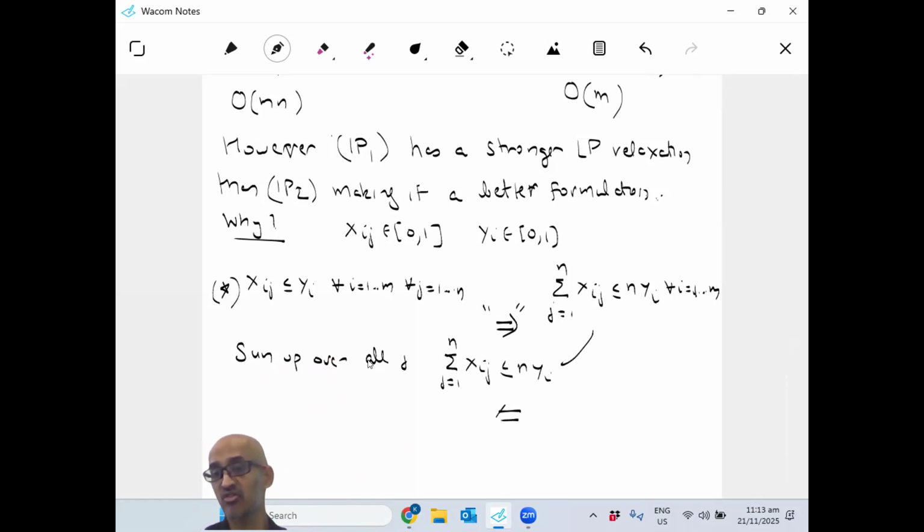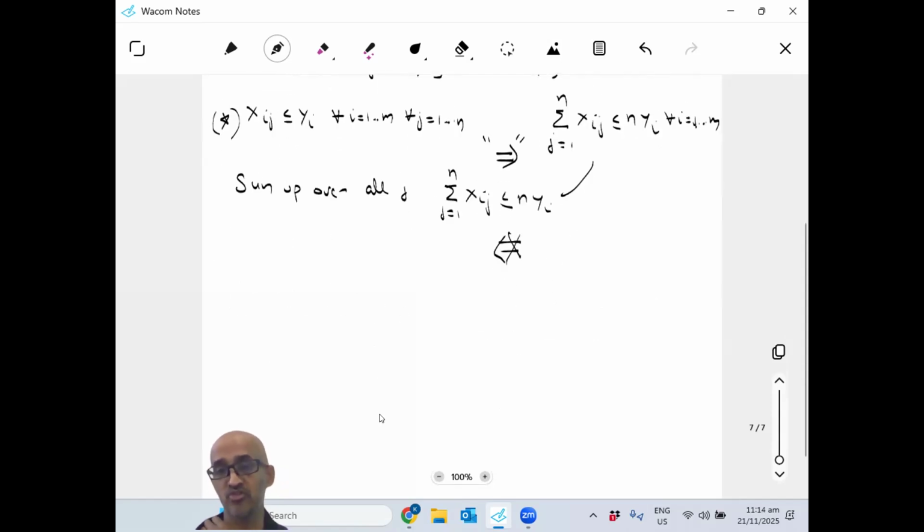But the reverse need not be true. Any x and y which satisfy these constraints, with continuous variables, need not satisfy this constraint. Why is that? Here's an example. Let's take, I can keep things really simple.